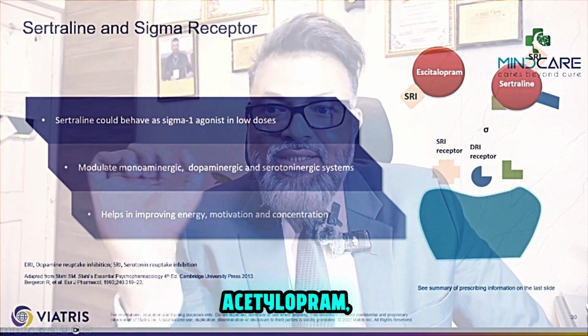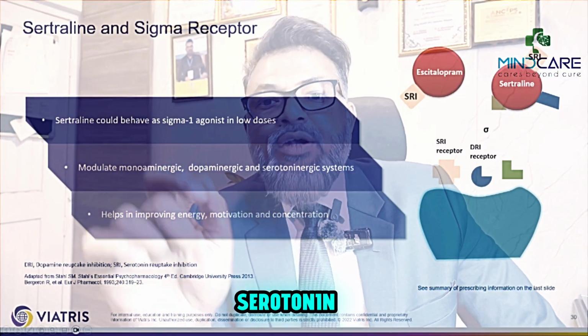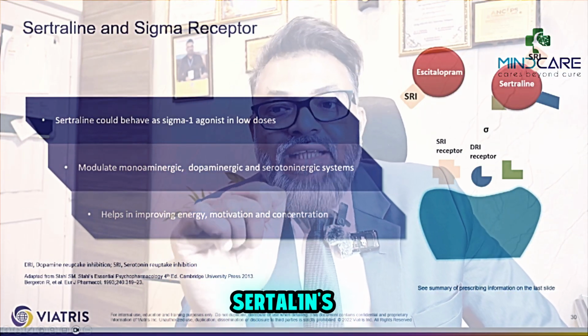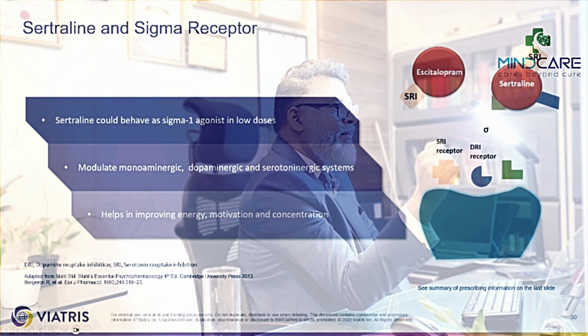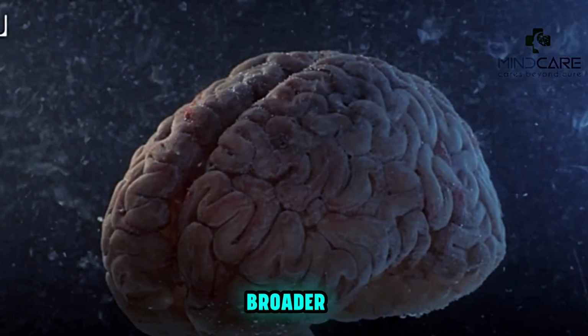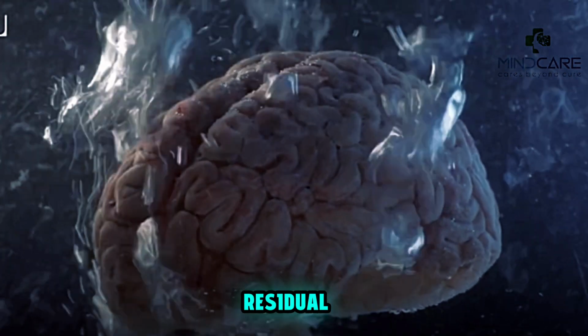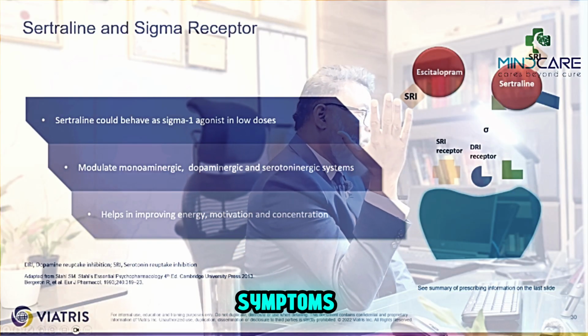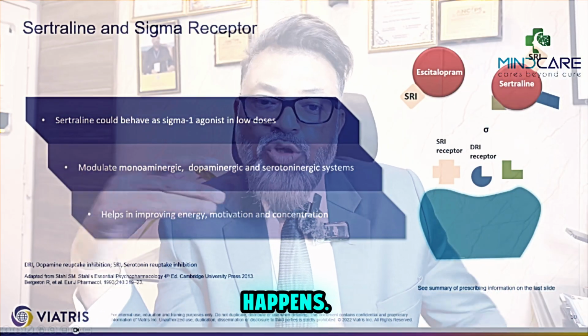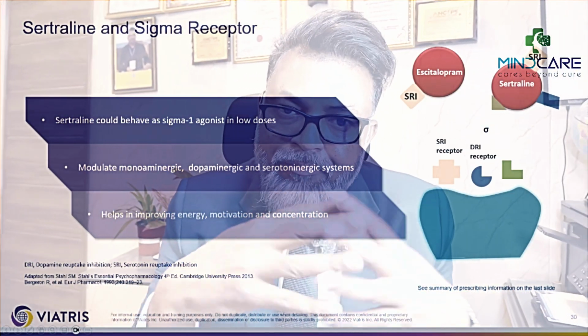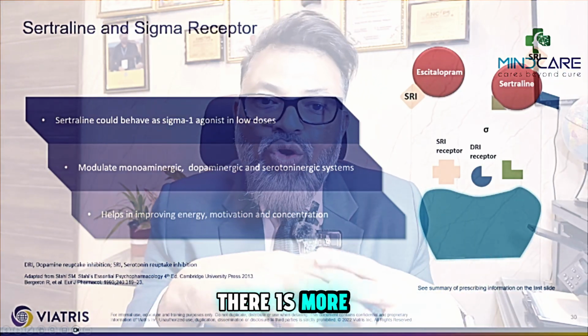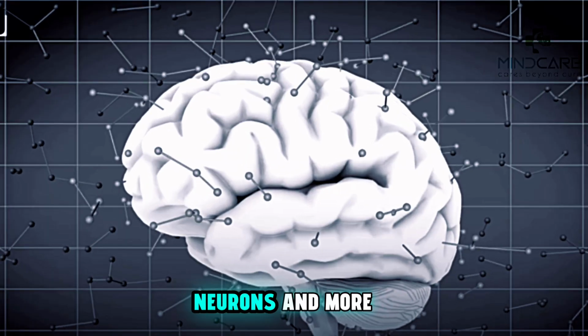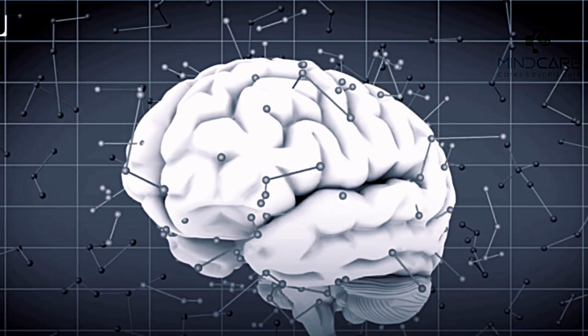So compared to escitalopram, which is a pure serotonin reuptake inhibitor, sertraline's additional sigma 1 activity may partly explain this broader efficacy for patients with residual symptoms and cognitive symptoms. And how does it happen? Because when it produces more BDNF, there is more offshooting of the neurons and connectivity increases.